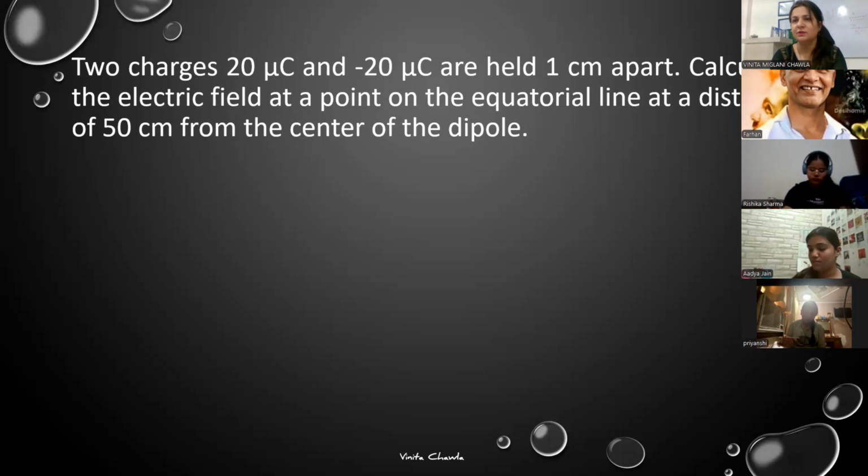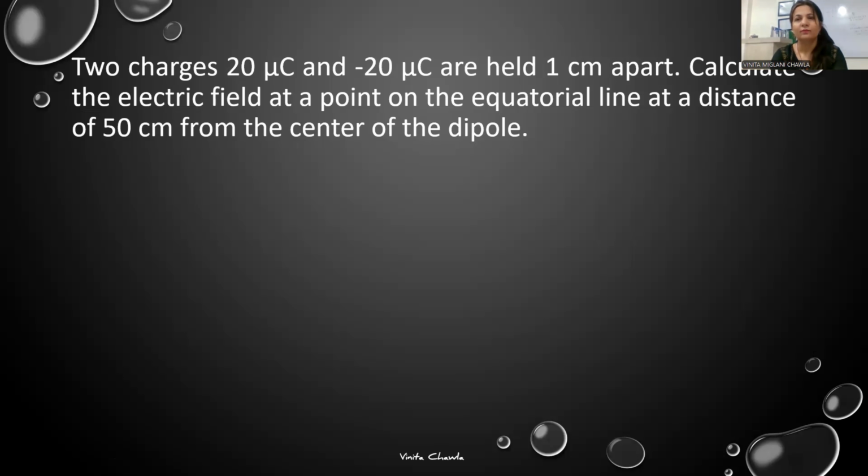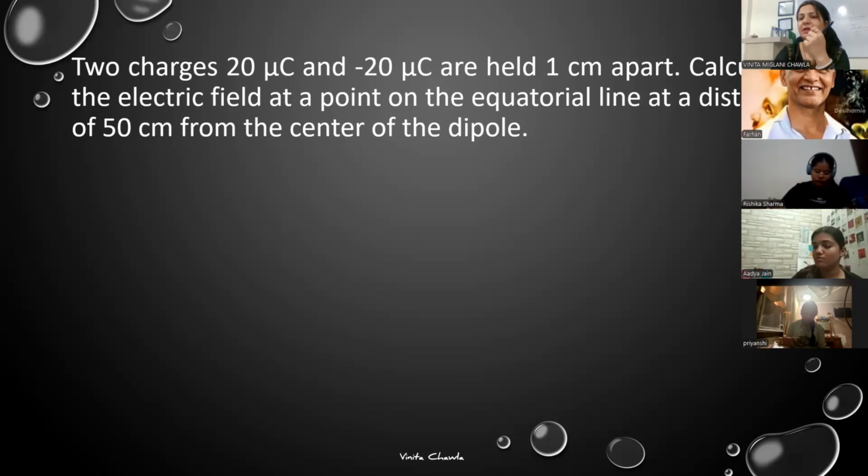Yes. Read the question now. So we have two charges, 20 microcoulomb and -20 microcoulomb. They are held 1 centimeter apart. Calculate the electric field at a point on the equatorial line at a distance of 50 centimeter from the center of the dipole. So what is the equatorial line? How do we draw it?